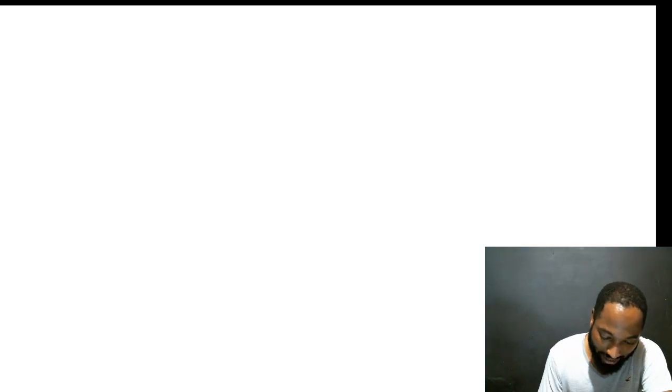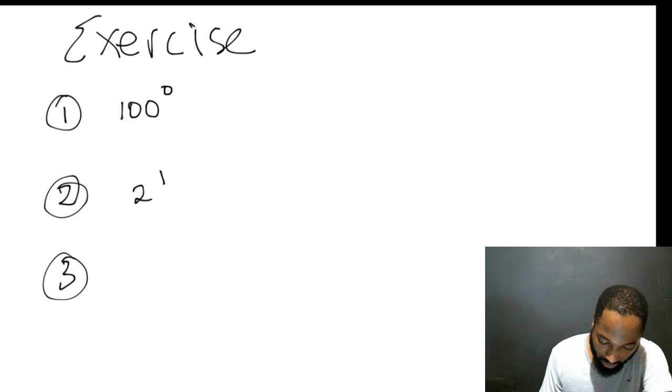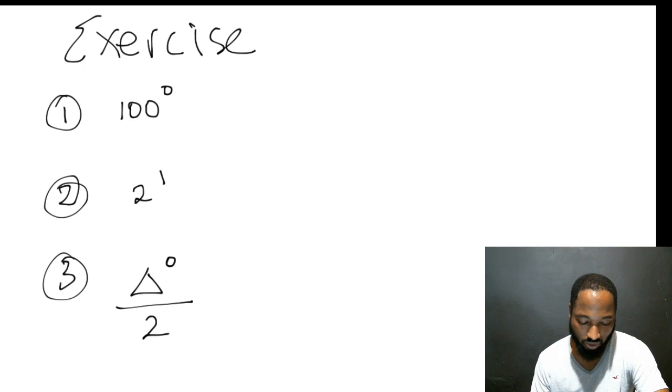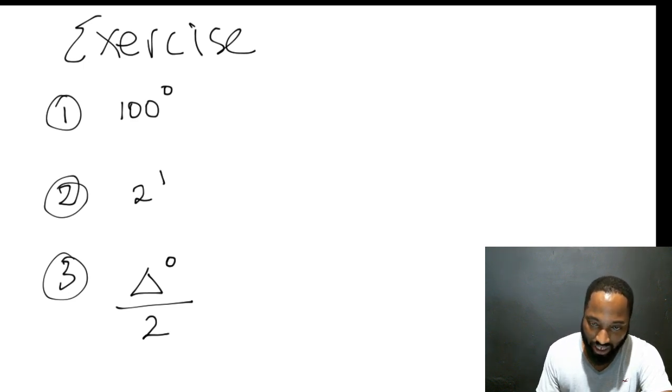So let's take a quick exercise just to make sure everybody is on the same page. It's simple, but I want to make sure everybody is on the same page. Let's get the answers for these. 100 to the power of 0, 2 to the power of 1, 1 to the power of 0 divided by 2. Let's get some answers in the chat. Answers for number 1, number 2, and number 3.